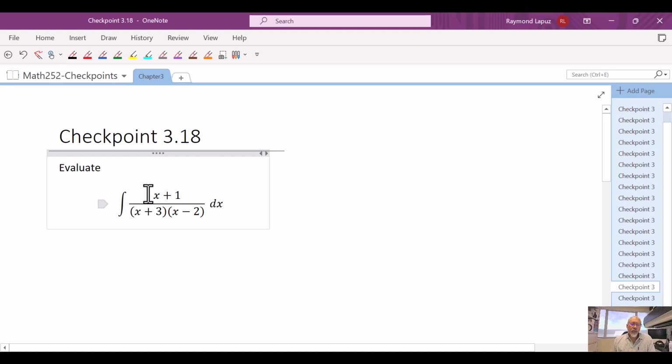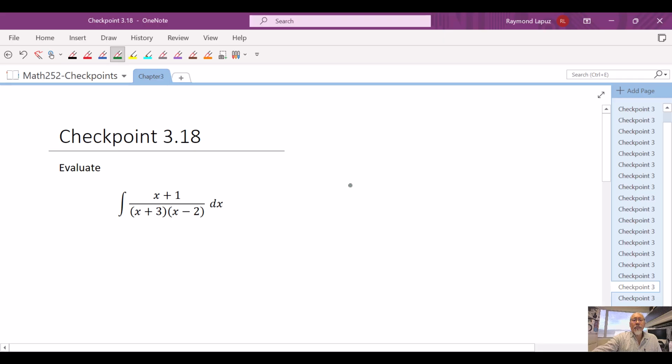And the idea is to take a big fraction like this and rewrite it algebraically into two smaller fractions. So there's really not much calculus going on in the partial fraction decomposition itself. It's more of an algebra topic.